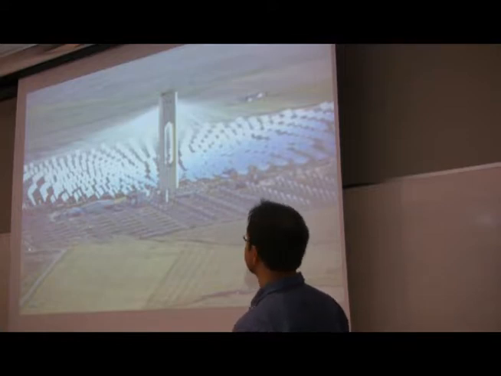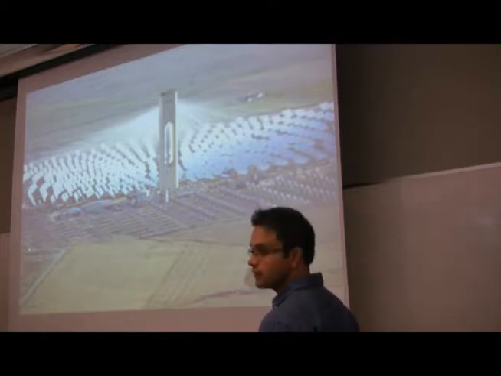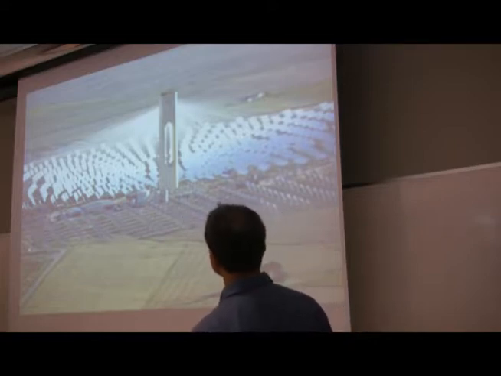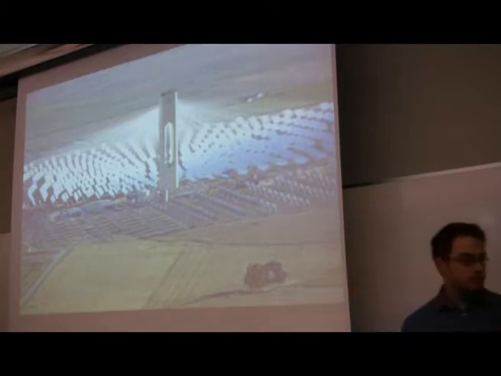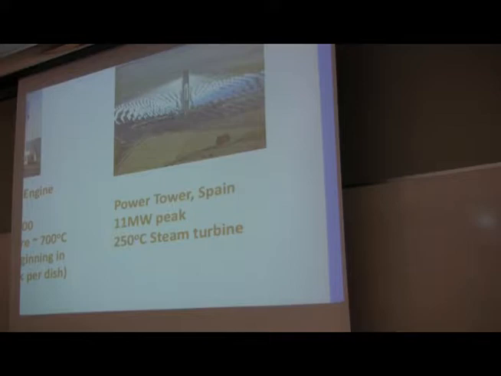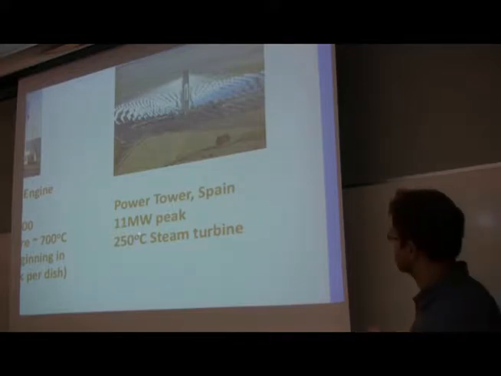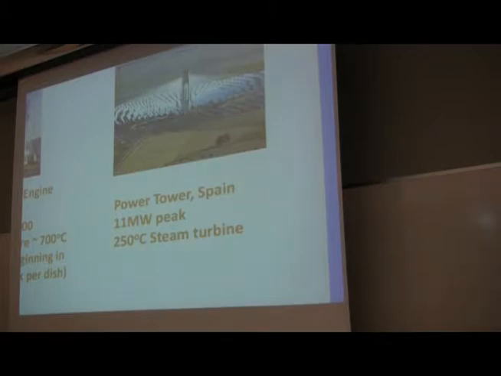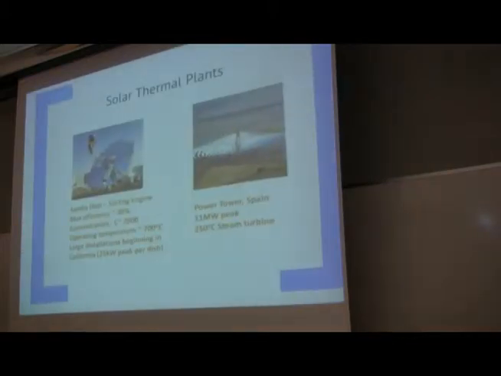So it's a different way to do it. It's a much different scale. And this is an existing system in Spain where you have lots of light. It's called a power tower, and in this case it's running a steam turbine. Okay. So those are the two different examples, and that basically ends our discussion of thermodynamics. So I'm going to stop here for a few minutes if you have any questions. Okay?